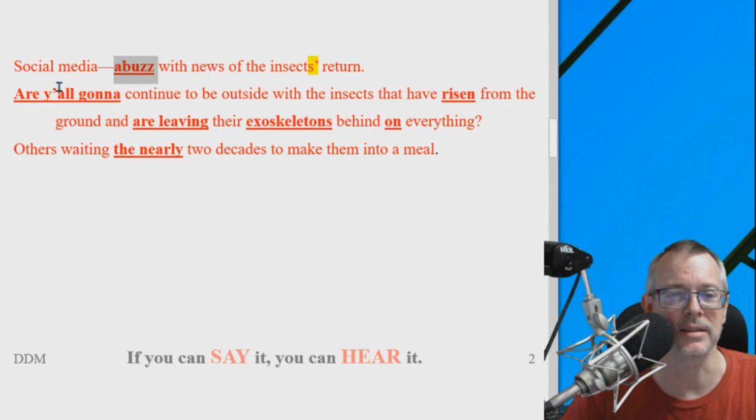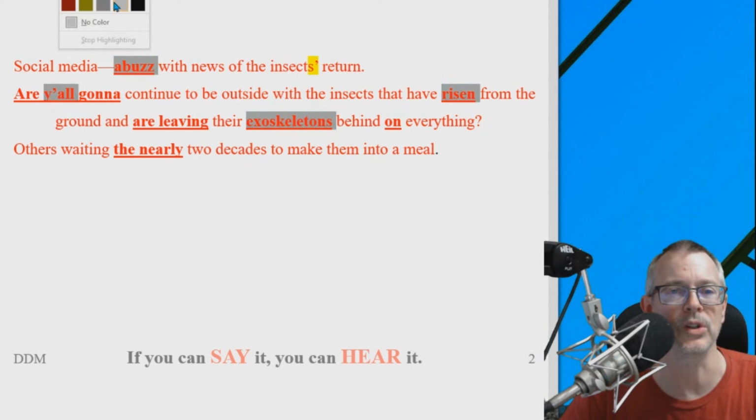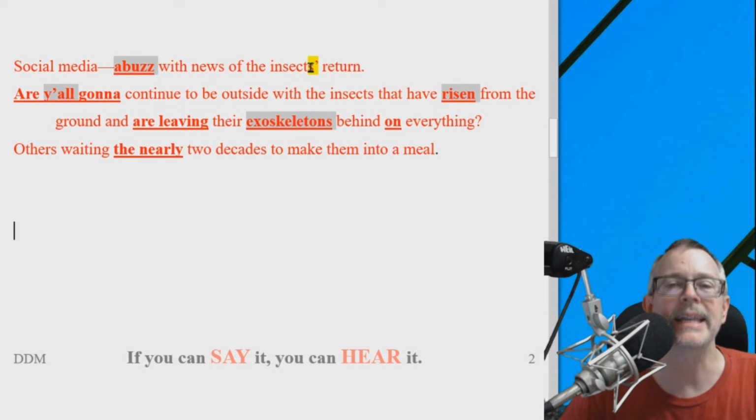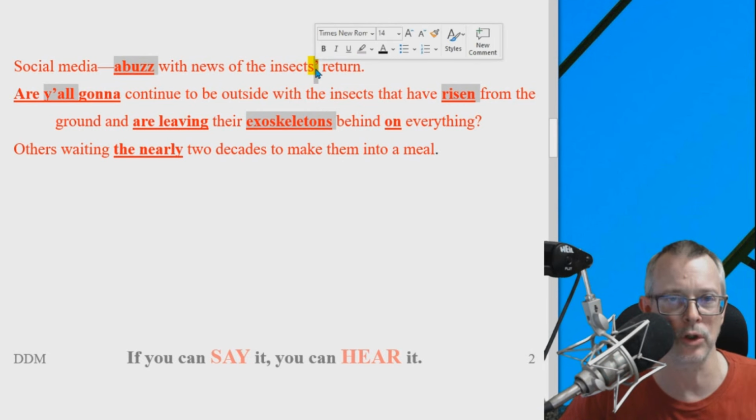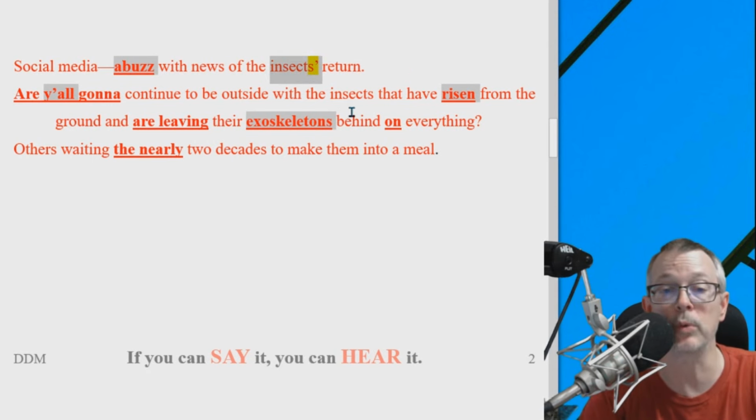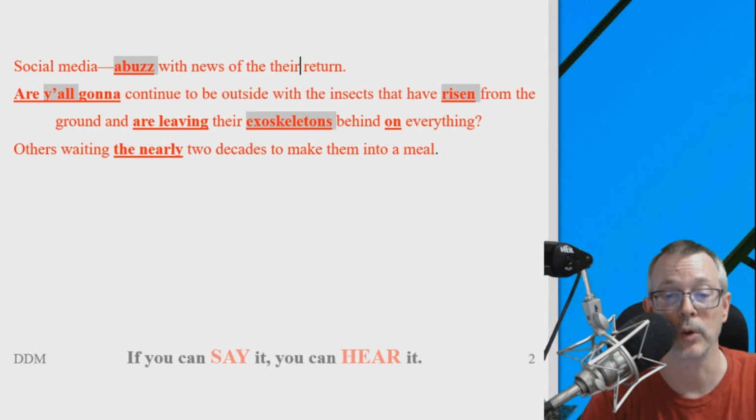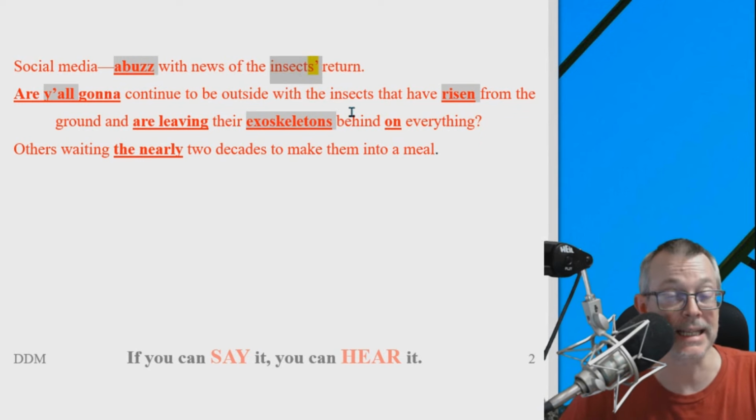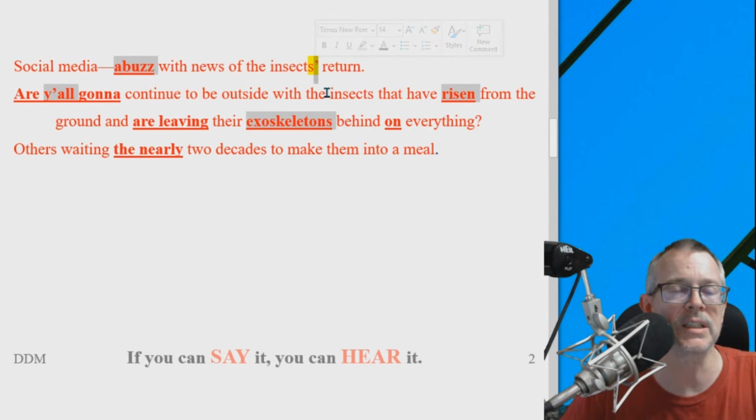Vocabulary. A buzz. Y'all. Exoskeletons. Risen. I'll be really nice and give you those words as vocabulary. Insects. Personally, I want to put the apostrophe, the plural possessive. Plural, insects, and then possessive, because instead of this word, what would we write? There. Instead of there, insects, same meaning. But simply plural is possible too.